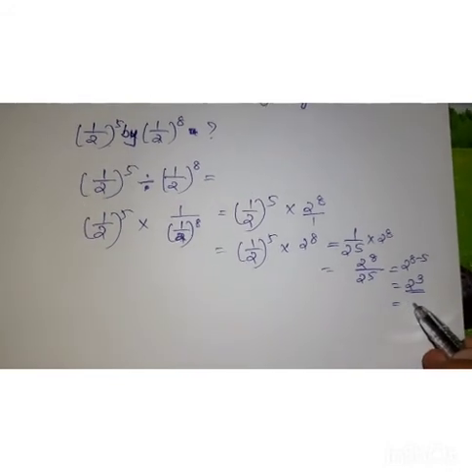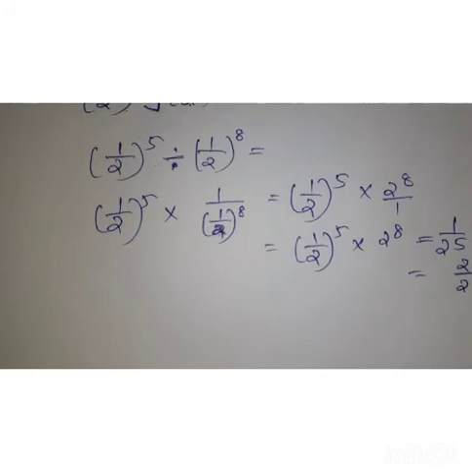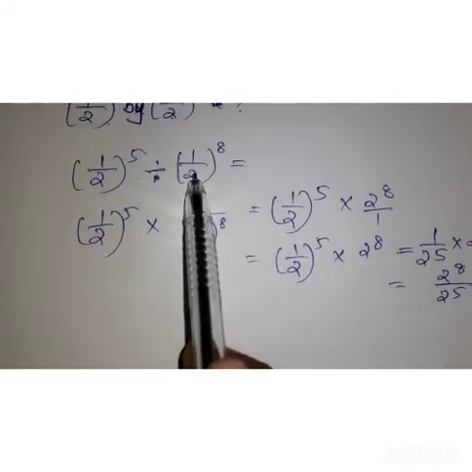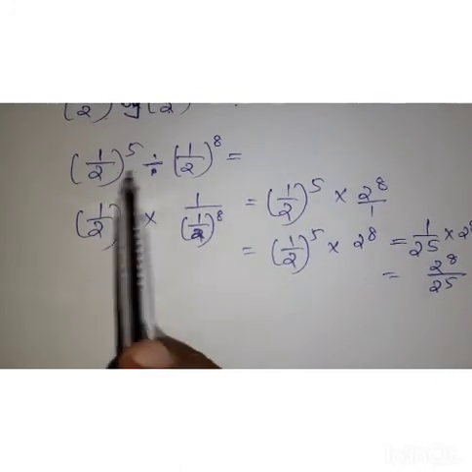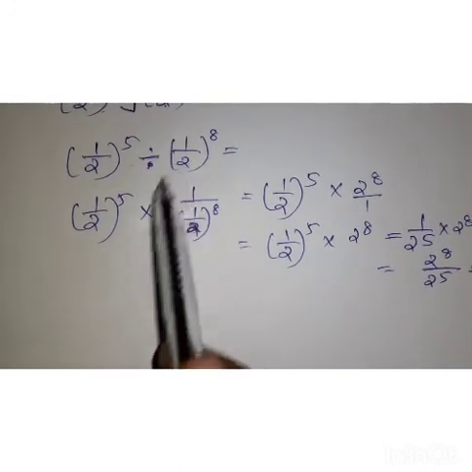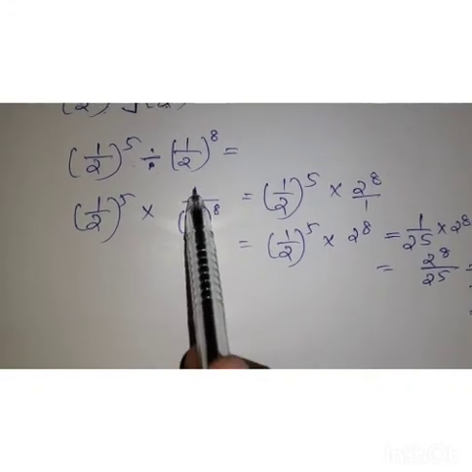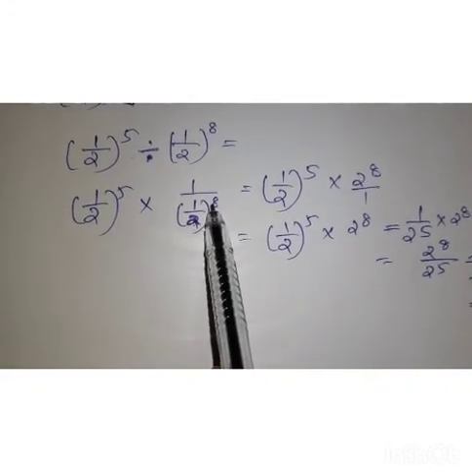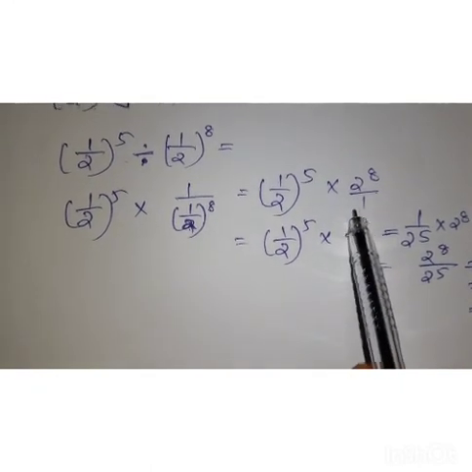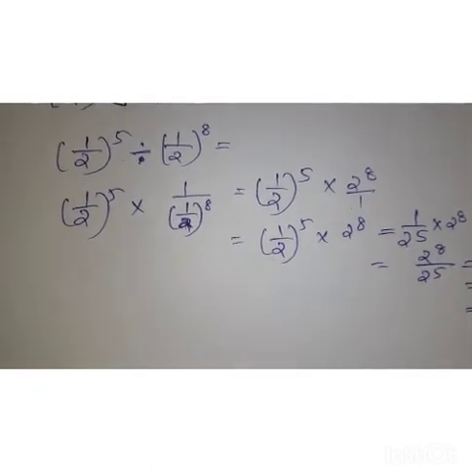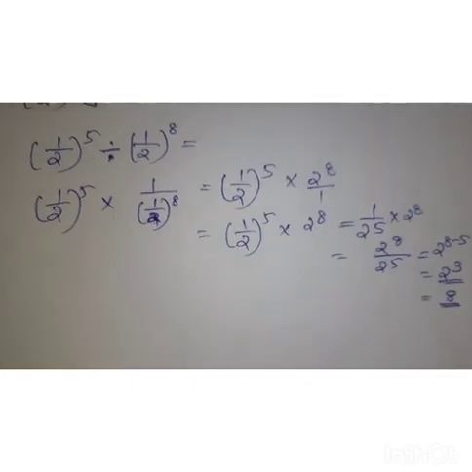This is a natural number you are getting. 2 raised to 3 is 8. So instead of dividing a fraction, you have to take the reciprocal and multiply it. 1 by 2 raised to 8 is 2 raised to 8 by 1. So you have to multiply it, and you get the last division rule. You will get the answer as 8.